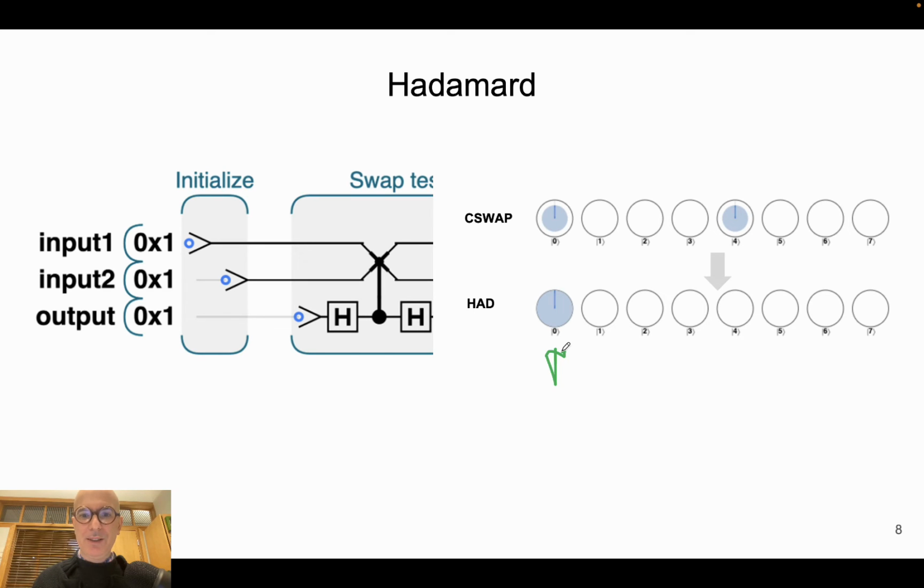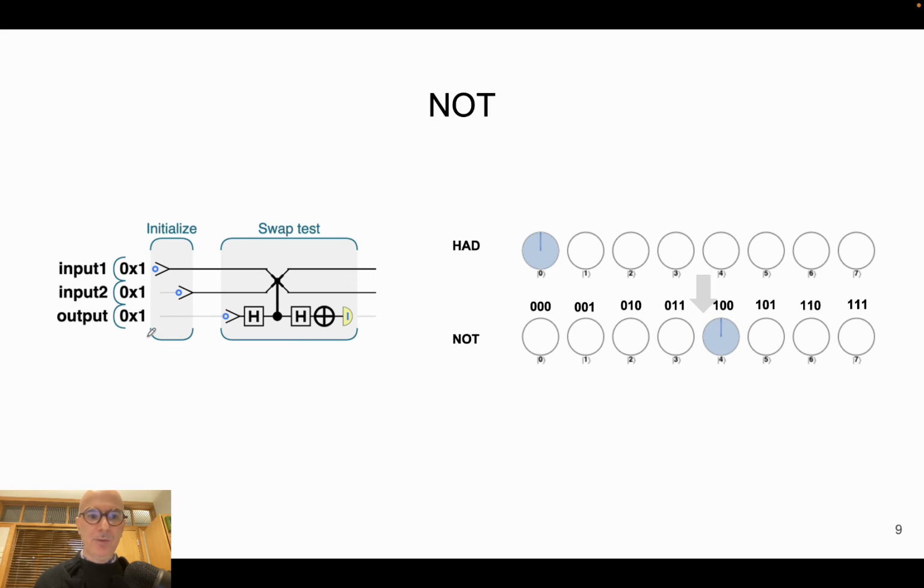After the Hadamard gate, we do a NOT operation on the 3rd qubit. That means that we actually swap this pair. As you can see, if we do a measure on the 3rd qubit, it will always be 1. So if we have in input 1 and input 2 the same value, when we measure, we will always get 1 here.